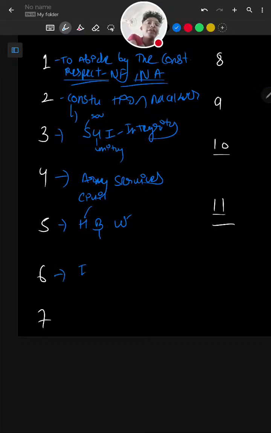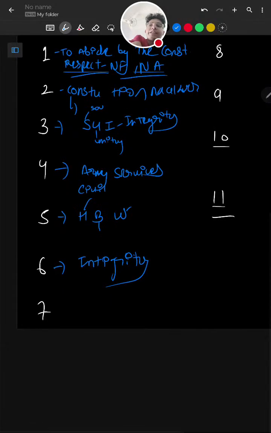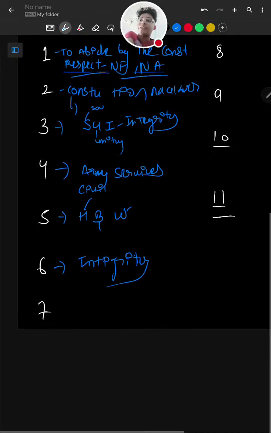Then sixth is your rich heritage and culture. I call it integrity, but it is basically rich heritage and culture. In simple language, you should have high moral value, high prestige and high cultural awareness, and you can't be racist to another culture and all that.